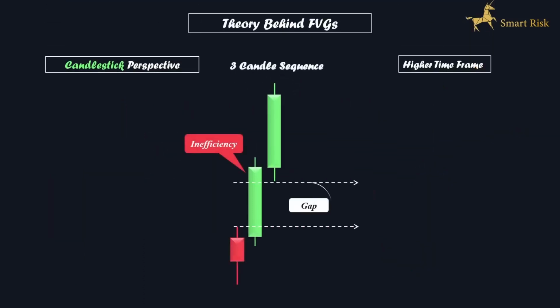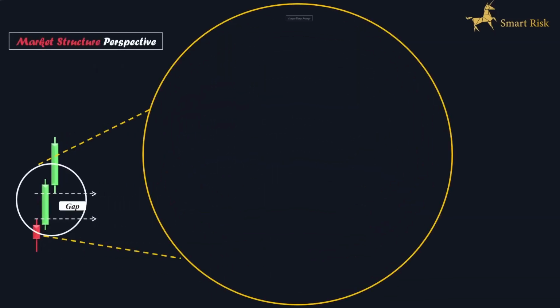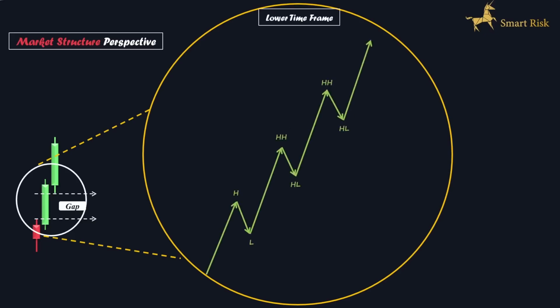Consider a three-candle sequence as illustrated. Let's say that this bullish candlestick sequence, which created a significant imbalance in the market, occurred in a higher time frame. To analyze this three-candle sequence from the market structure perspective, let's zoom into a lower time frame. Here, we see that the price created a bullish structure similar to the one illustrated.